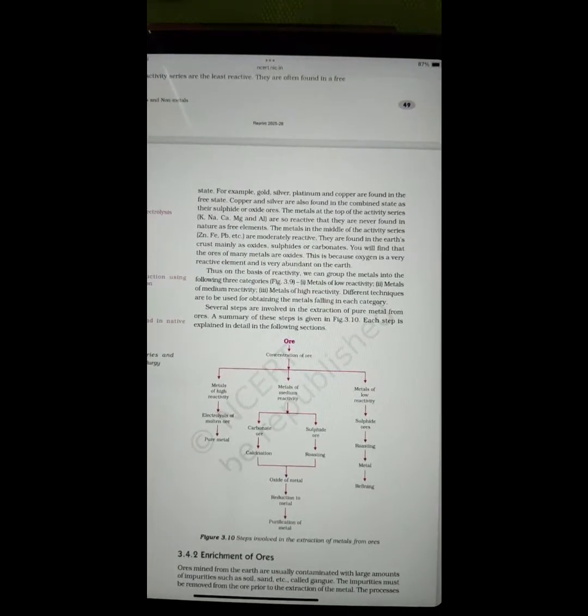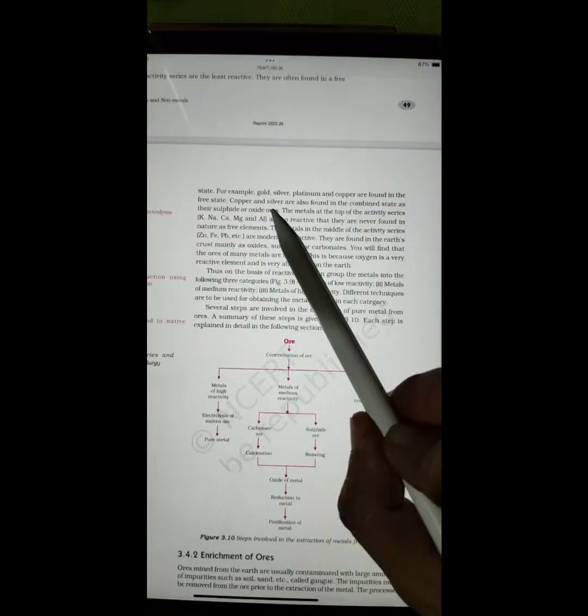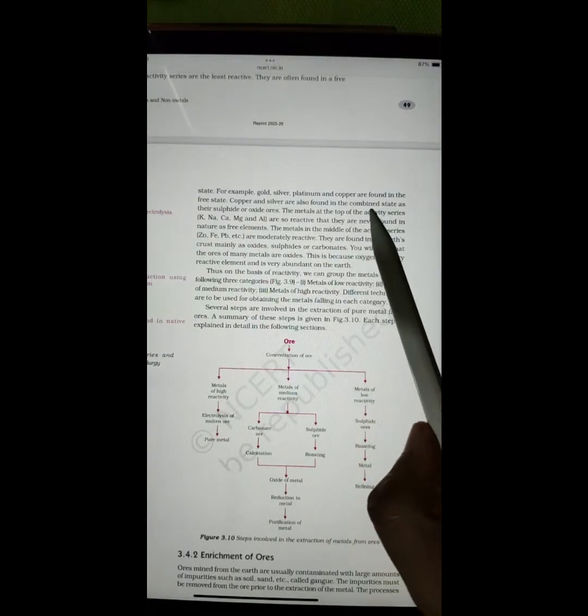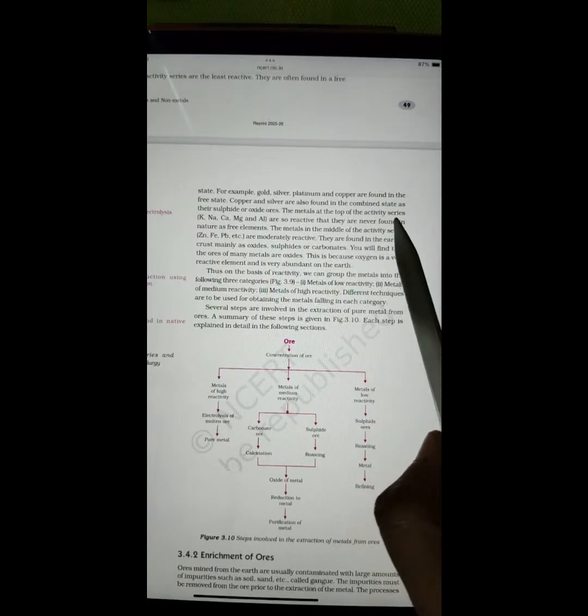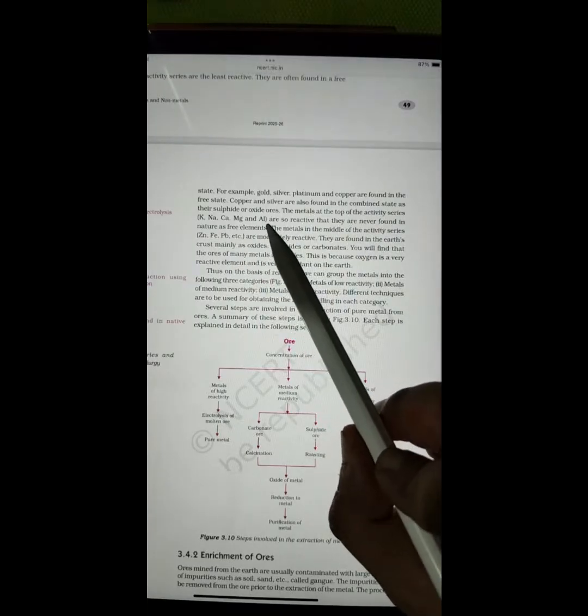Please come to the next page. I hope this is visible to everybody. For example, gold, silver, platinum, and copper are found in the free state. Copper and silver are also found in the combined state as their sulfide or oxide ores.